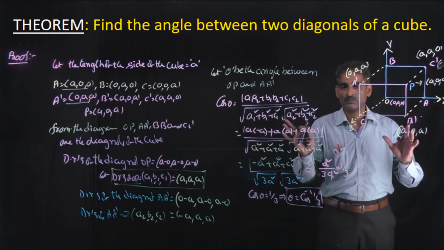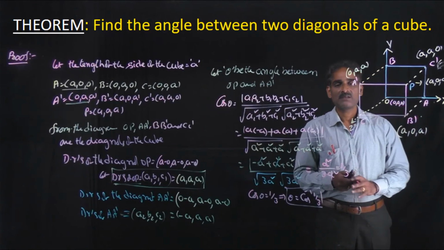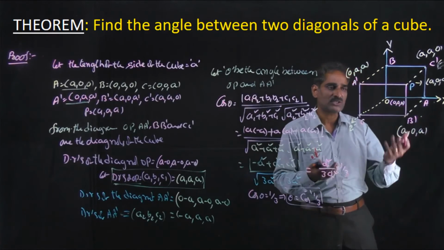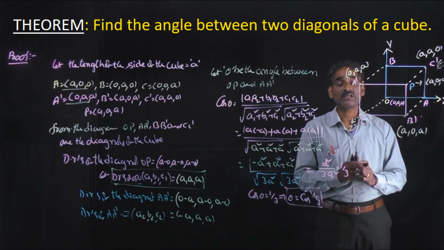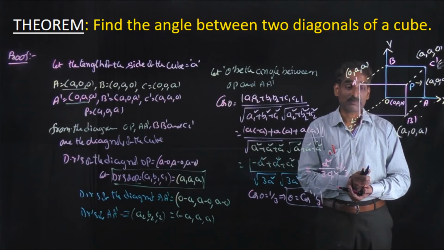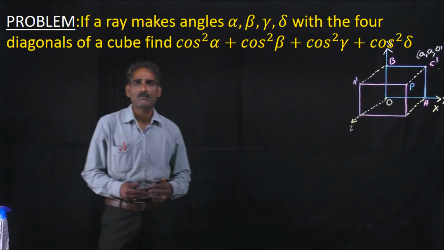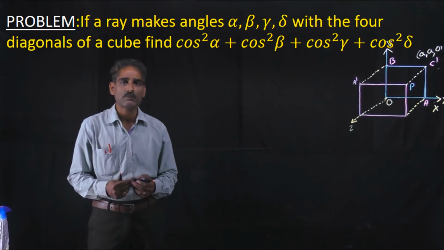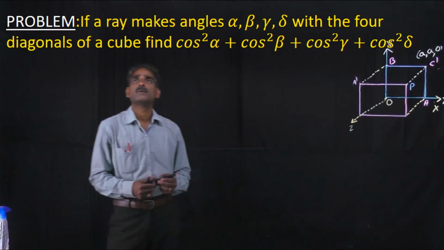Any cube. The angle between any two diagonals of the cube is cos inverse 1 by 3. Okay, see this problem. This is a very, very important problem from the IP point of view, that means board exam point of view, for 7 marks. So what is the statement?